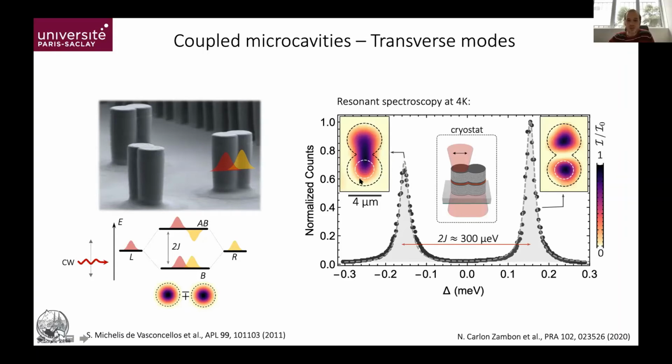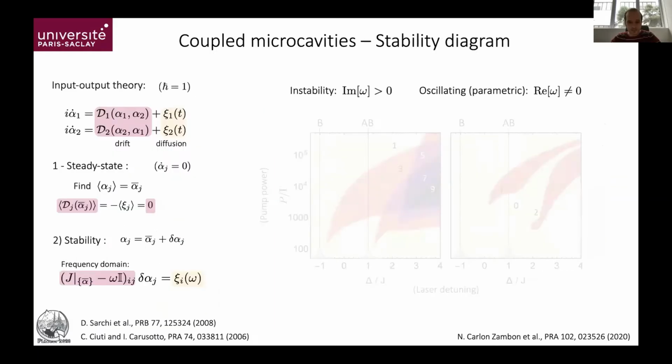So the first one you can see corresponds to the bonding mode, and the second one at higher energy corresponds to the anti-bonding mode, as signaled by the fact that in between the two pillars we have zero intensity, due to the fact that the phase in the two pillars oscillates out of phase. And then we can also fit this data with a coupled mode model, and this allows us to fully characterize the linear properties of the system.